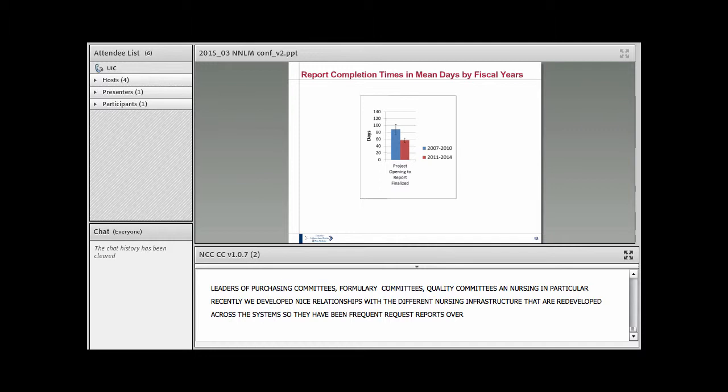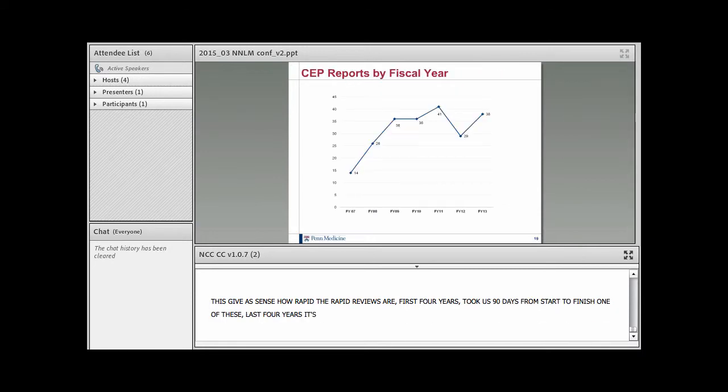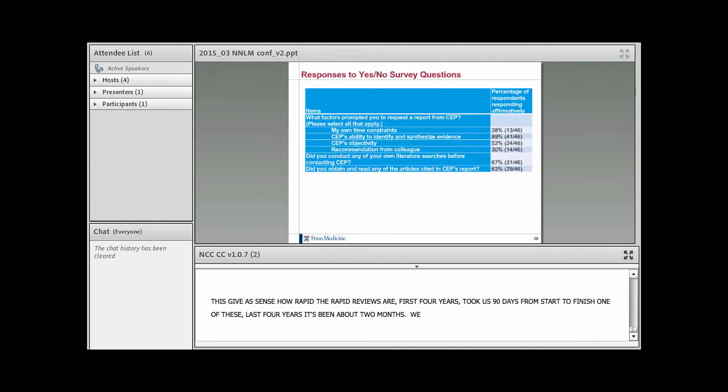This just gives you some sense of how rapid these rapid reviews are. The first 4 years took us about 90 days from start to finish to do one of these. The last 4 years, it's been about 2 months. We do about 30 or so of these reports every year.